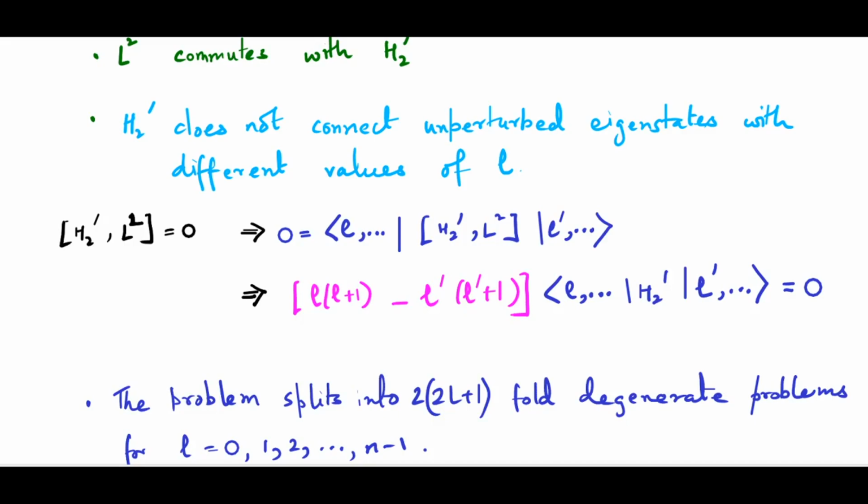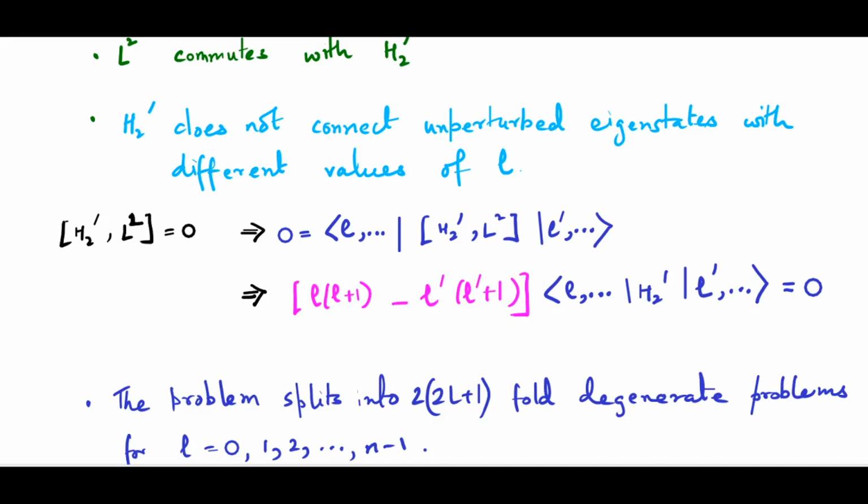Now we have been using statements like this several times, especially in this lecture. So let me at least once show you exactly where this comes from. We start with the obvious statement that the commutator of H2 prime with L square is 0, and then we take the matrix element of this particular commutator between two eigenstates, one with eigenvalue l(l+1) for L square, the other with eigenvalue l prime (l prime + 1). Now this matrix element, being the matrix element of an operator which is 0, has to vanish.